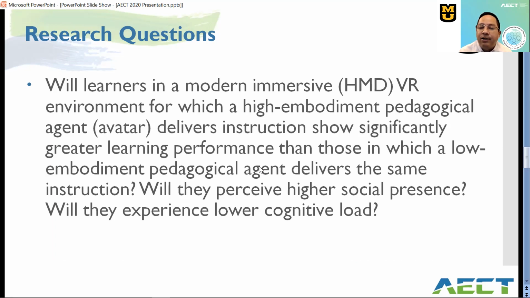Will they perceive higher social presence? Will they perceive lower cognitive load? So we intend to compare these two groups and see if one group, the one with the avatar with high embodiment features or high social cues, will display better learning gains, better learning performance, higher social presence, and perceive lower cognitive load.